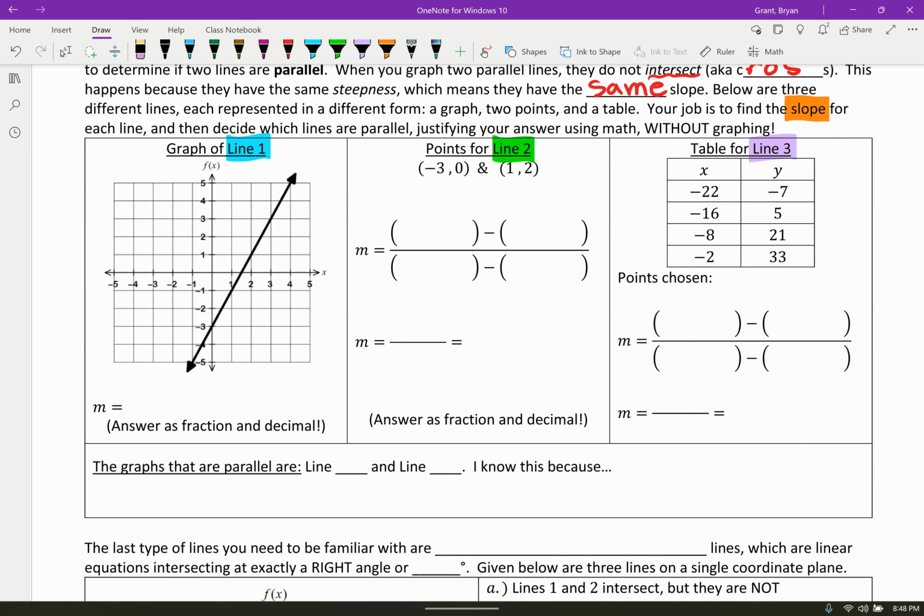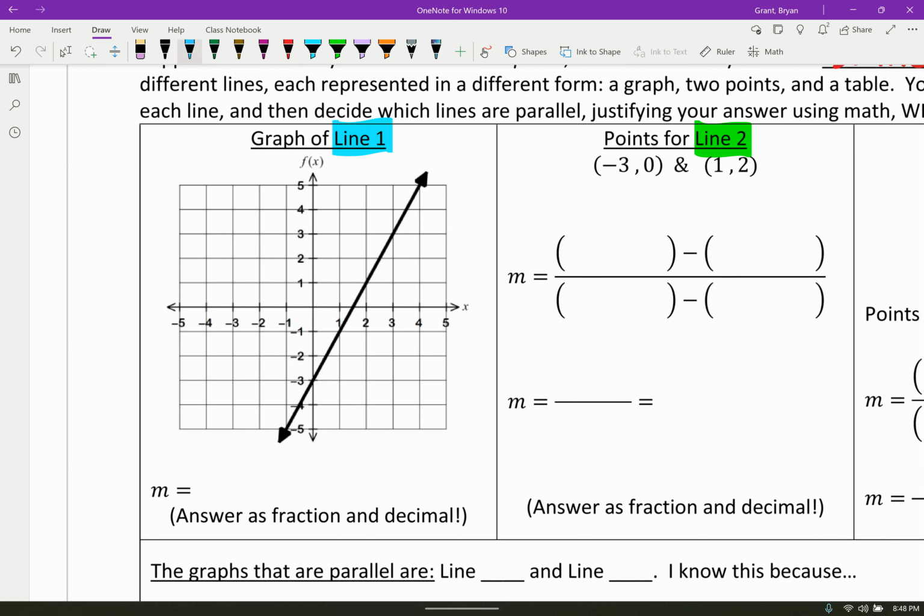So here's the graph of line 1. Now, in order to find the slope of a graph, I suggest you don't use the slope formula. Do what we did on page 2 and go back through and find your nice integer points. And there are many on this graph, right? There are at least 6 that I see here.